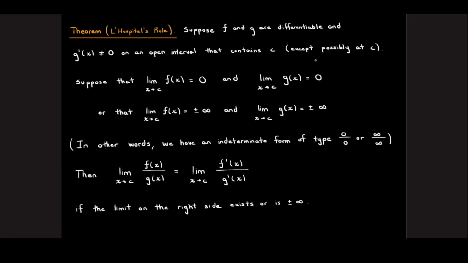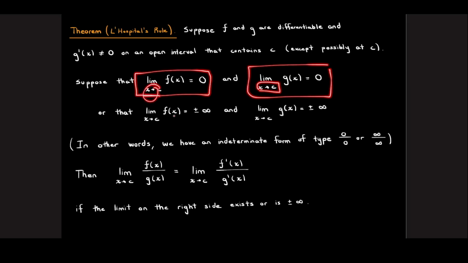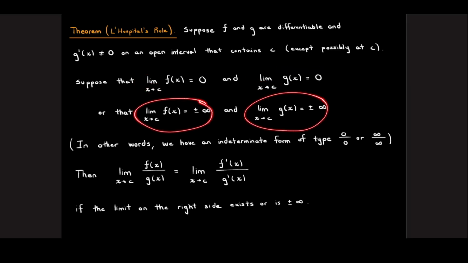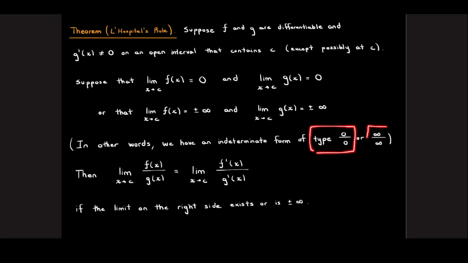Remember, c is the limit point. And here's the thing: it's okay if these conditions are violated at the limit point. Now let's suppose that you have one of these two cases. Both the numerator and denominator are approaching 0 as you approach your limit point, or both are becoming large in magnitude, approaching plus infinity or minus infinity. It doesn't matter, you can have any combination. In other words, we have an indeterminate type of 0 over 0 or infinity over infinity, as we discussed above. Then to evaluate this limit, you can consider the limit of the quotient of derivatives.